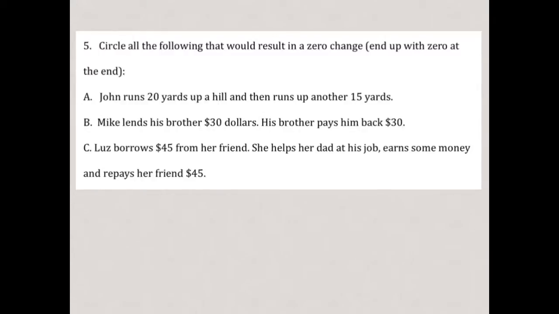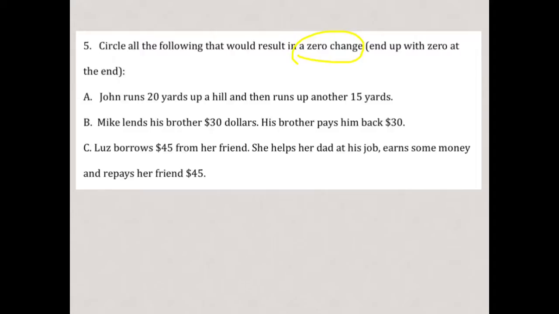Here's question 5, which should have been question 4, but that's okay. Now we're looking for anything that will result in a zero change or end up with 0 at the end. What that means is not did something happen or not? Yes. We're not saying nothing happened. What we're saying is, did something happen and then another thing happened that brought us back to where we started? To the same position, to the same amount of money that we started with.